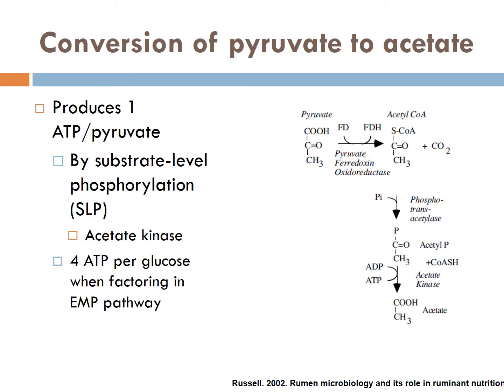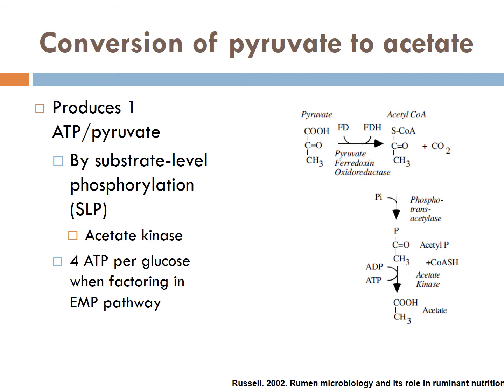The conversion of pyruvate to acetate produces 1 ATP per pyruvate. This is done by substrate-level phosphorylation. This is a mechanism of ATP synthesis in which a phosphorylated substrate transfers its phosphate group to ADP and produces ATP. We see this in the last step, which is mediated by acetate kinase. Acetylphosphate transfers its phosphate group to ADP, forming ATP and acetate.